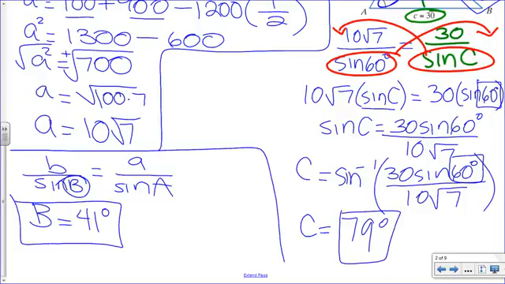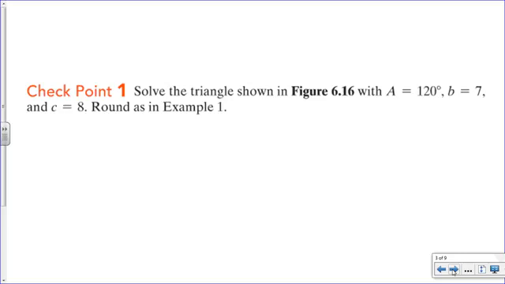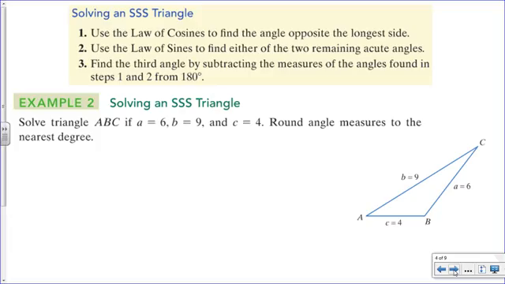All right? So let's go to the next slide, please. That's a checkpoint. I'm going to leave those for you to try at home. You can pause the video if you want to. I'm sure you guys will have fun doing that.